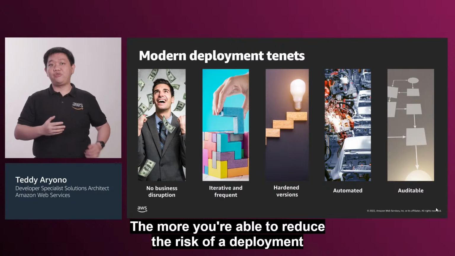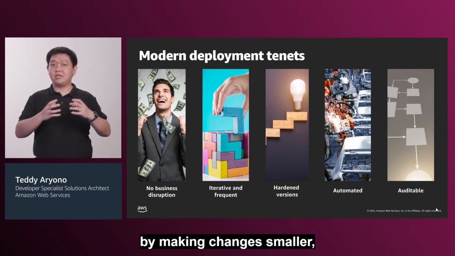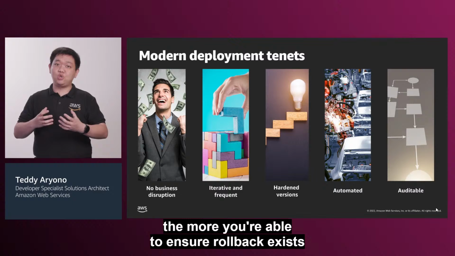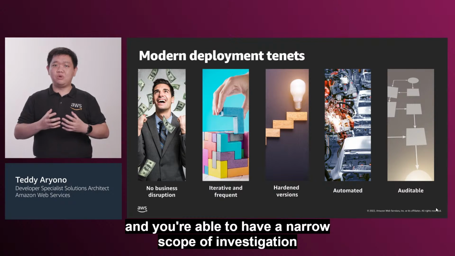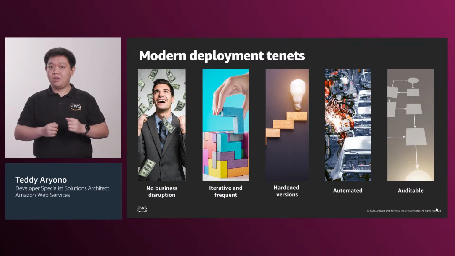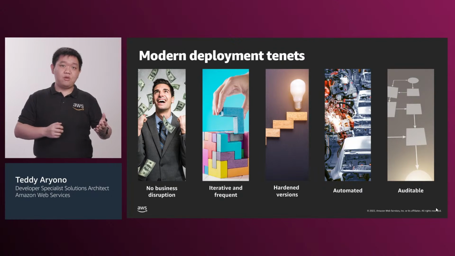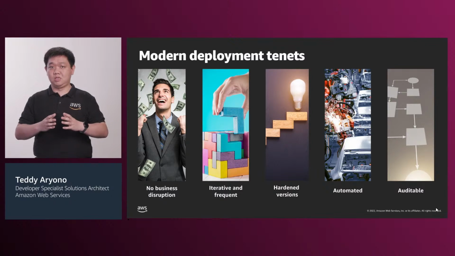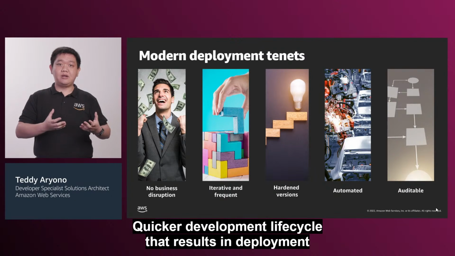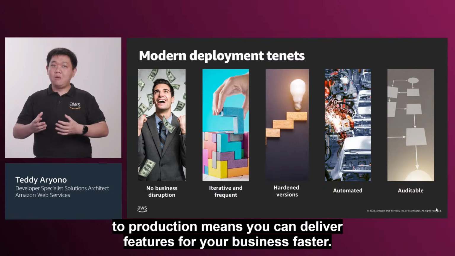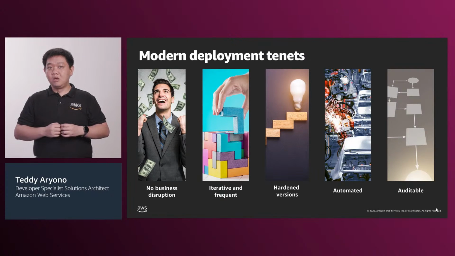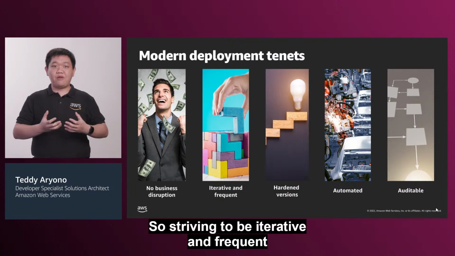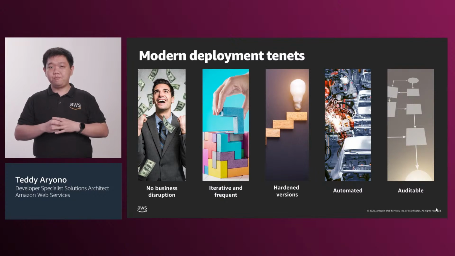The more you reduce the risk of a deployment by making changes smaller, the more you ensure fewer bugs exist, and you have a narrow scope of investigation for the changes that occur. And by making them iterative, you're able to make them more frequent because they can be done in smaller batches. A quicker development lifecycle that results in deployment to production means you can deliver features for your business faster. So striving to be iterative and frequent in your deployment is important.